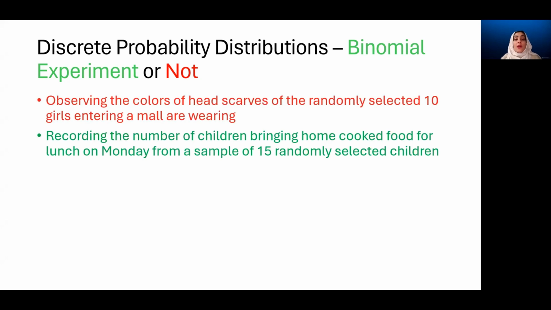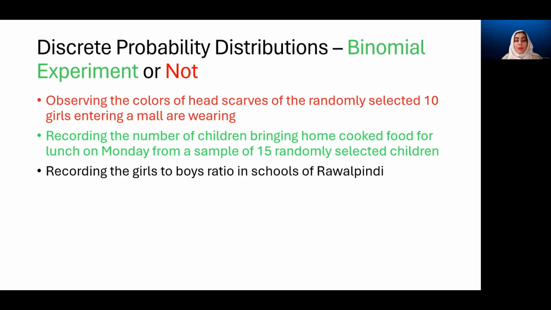The next one is recording the number of children who are bringing home cooked food for lunch on Monday from a sample of 15 randomly selected children. It's already revealed this is a binomial experiment. Why? Because we have two outcomes, yes or no, either bringing home cooked food or not. So the success failure criteria is met, and what one child is bringing is practically independent of what another child would be bringing. So those are independent. The probability of someone bringing home cooked food would generally be the same. So we can consider this as the binomial experiment.